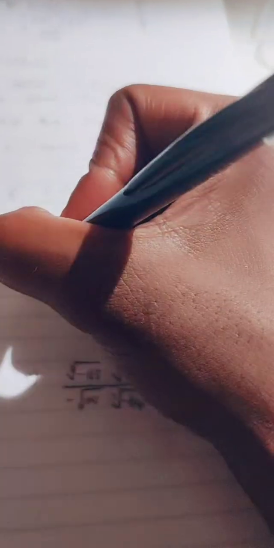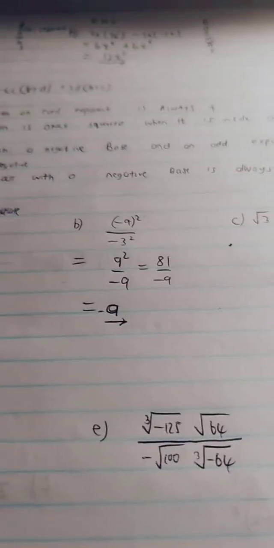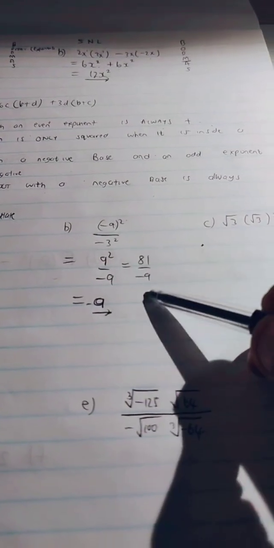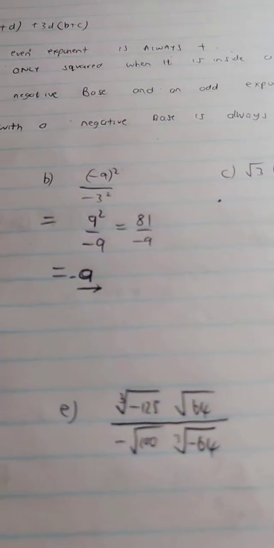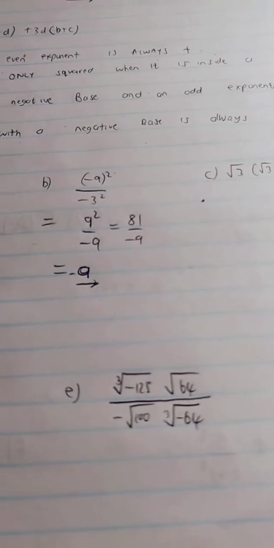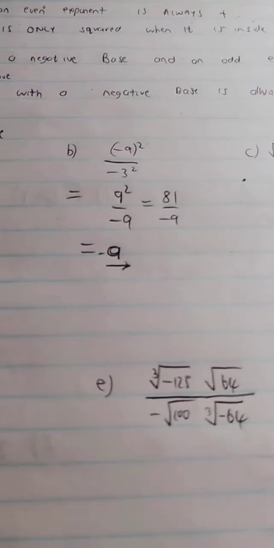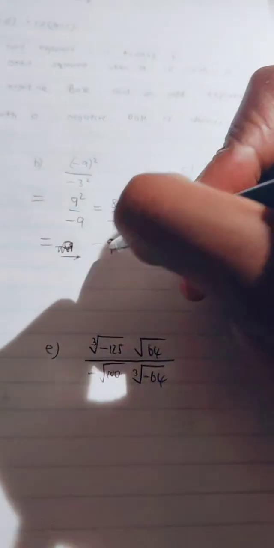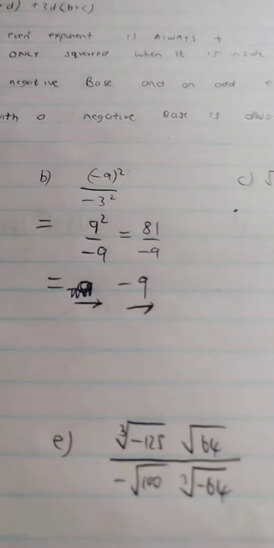I'm kidding, guys. How can you accept that? It's not positive. A positive divided by a negative is a negative. 81 divided by 9 is 9. So the proper answer is negative 9.